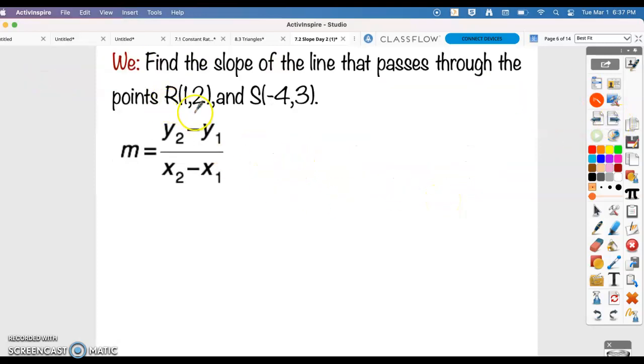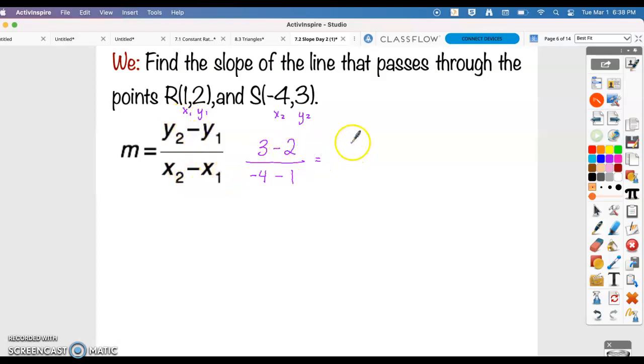Okay, let's do that again. Always label your points. I still do this. x1, y1, x2, y2. Write your formula, y2 minus y1 over x2 minus x1. And let's just plug these in. So y2, right here, is 3, minus my y1, which is 2. x2, right here we've got negative 4, minus my x1. It's always the same. This is what it's always going to look like.